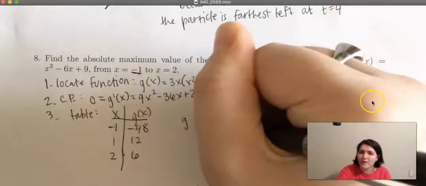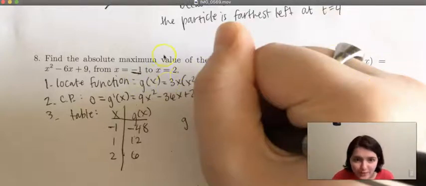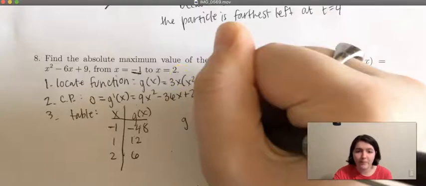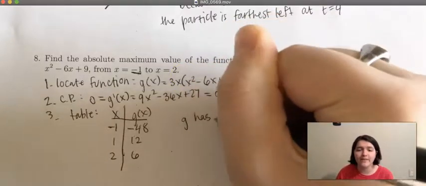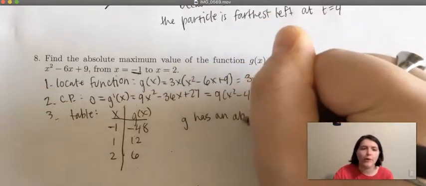And if you remember, our critical points were 1 and 3. Since 3 is outside of that interval, we don't put it in the table. But 1 is inside of our interval. So we put 1 in the table.